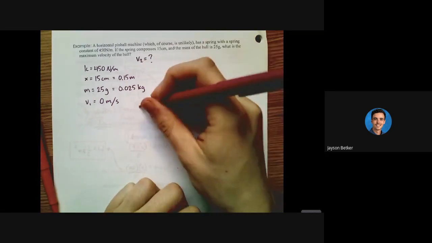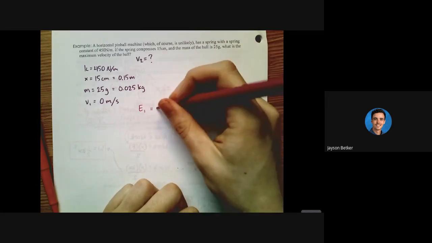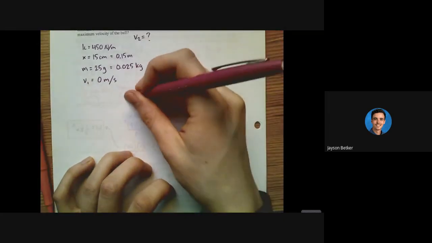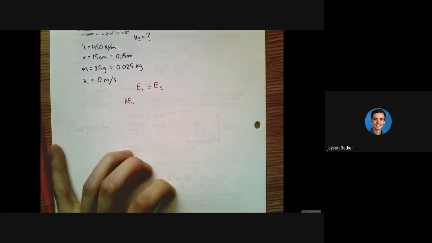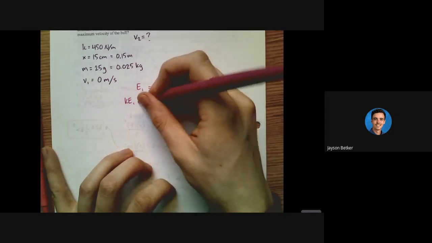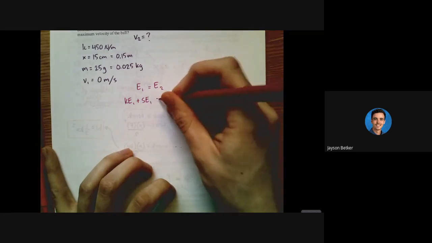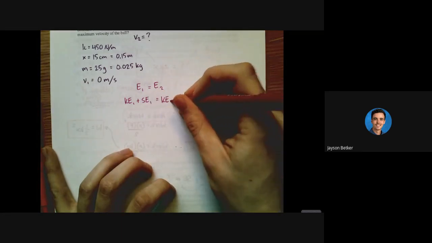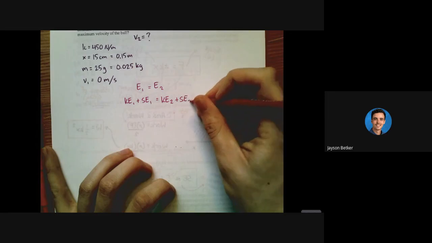Using the conservation of energy, conservation of total mechanical energy, the total energy before is going to be equal to the total energy after. So if the total energy before is equal to the total energy after, that means that the kinetic energy before, we're not concerned with gravitational potential energy because it's just moving horizontally, right? So we're only concerned with spring energy and kinetic energy. So kinetic energy before plus the spring energy before is equal to the kinetic energy after plus the spring energy after. And then there's a couple zeros to cancel out here.